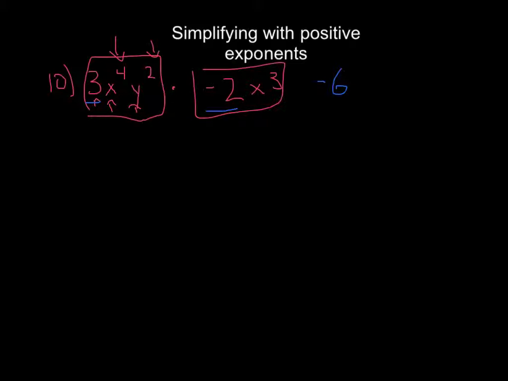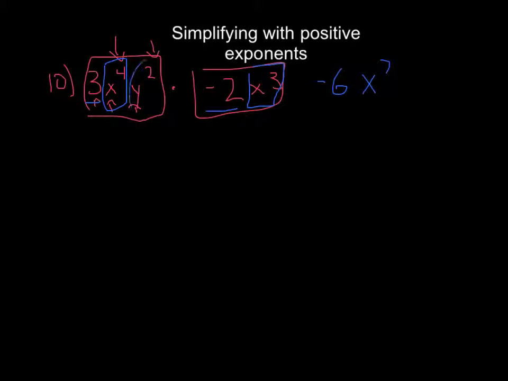Next, we're going to deal with the x terms. So we have x to the 4th times x to the 3rd. When we multiply a base to a power times the same base to a different power, we add the exponents. So here we have x to the 4 plus 3, which is 7.